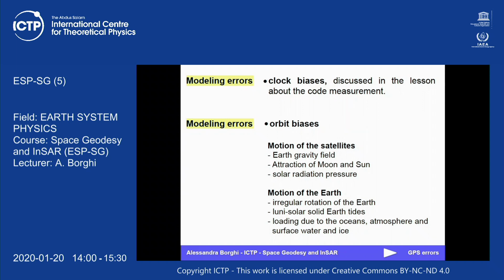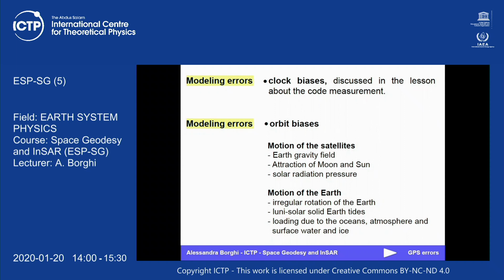We also have to solve the problem of the synchronization between the satellite clocks, but this has been included in the orbit error, orbit biases, because the correction of the satellite clocks are given with a high precision orbit, and now we are going to see.